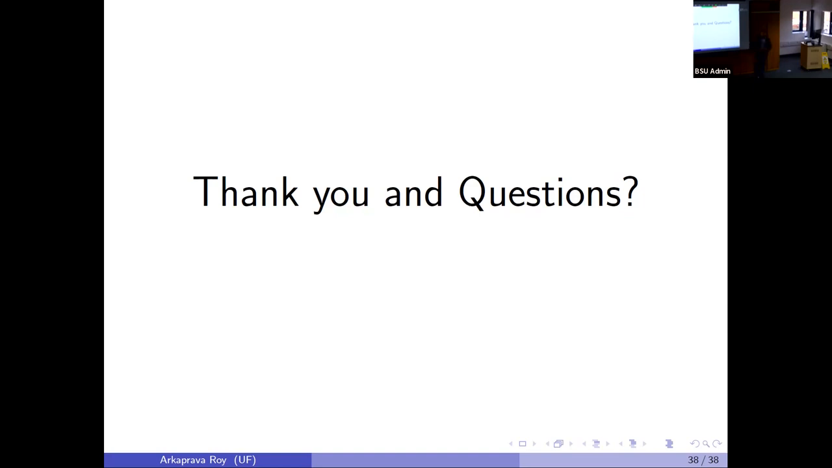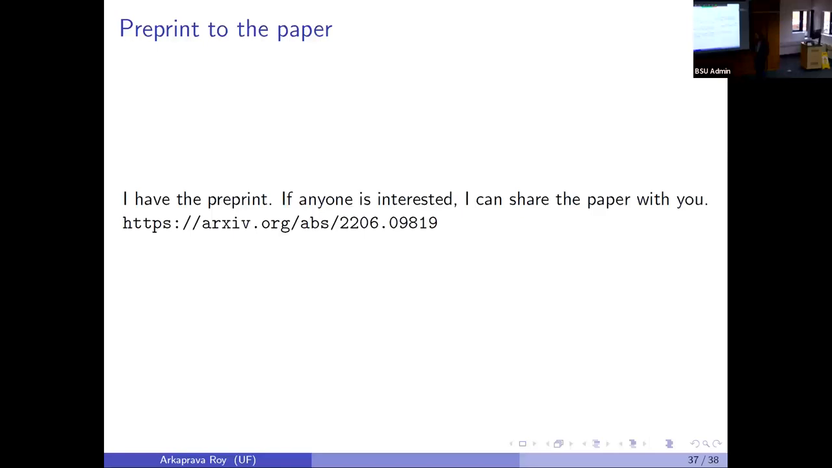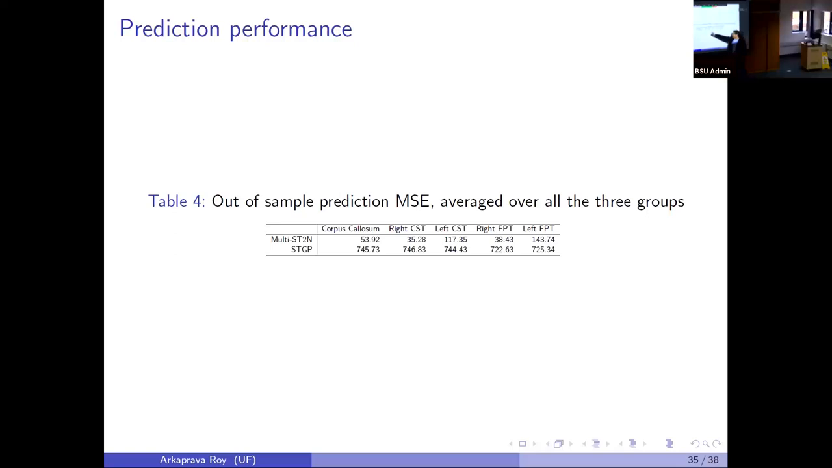How are you evaluating the predictions? I did not actually mention what I did. I predicted the MMSE value using our model and also using the STGP model, and then calculated the prediction MSE, so that we get MMSE hat and MMSE. And this is out of sample. We have 3 clinical groups with 30 subjects in each group, so we separated out 5 subjects from each, leaving 25 each. We use that data to fit and then predict the others.